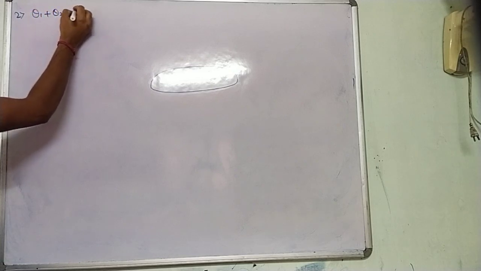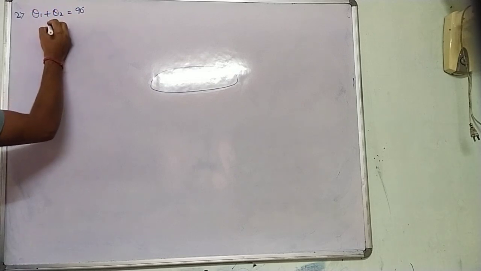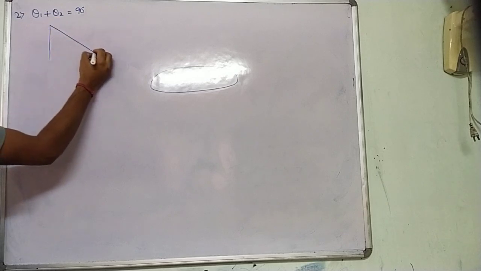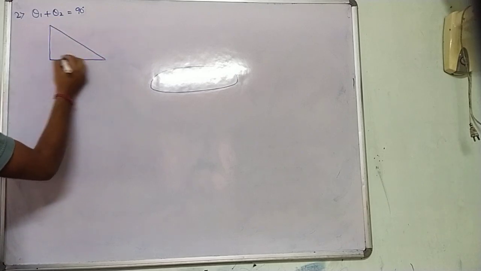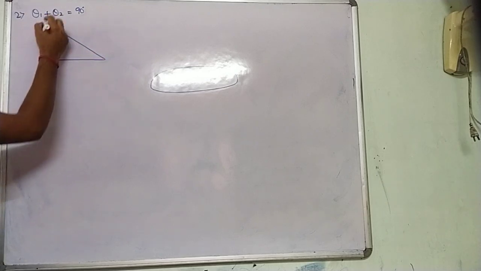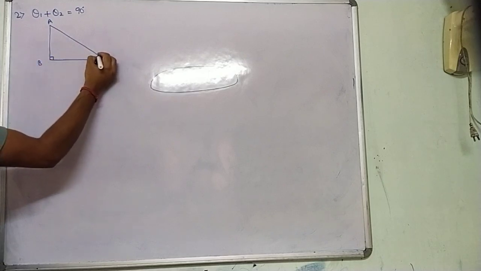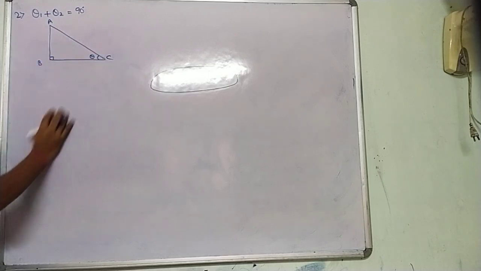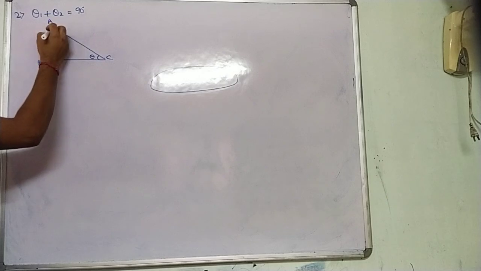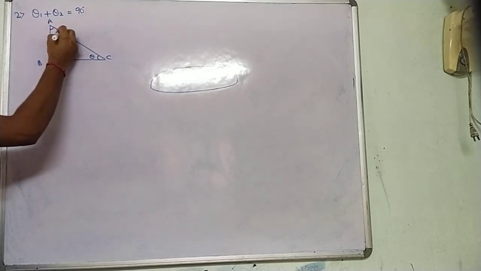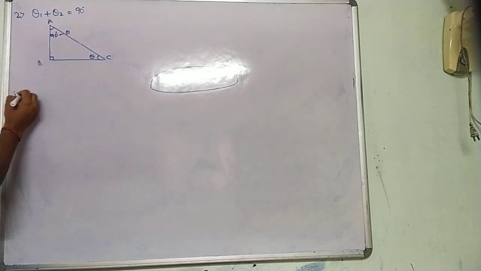Now as we all know that theta 1 plus theta 2 equals to 90 degree. Let's take a right angle triangle, and name this as ABC. Suppose if I take this angle as theta, obviously the other angle will be what? 90 degree minus theta. Now see everyone.